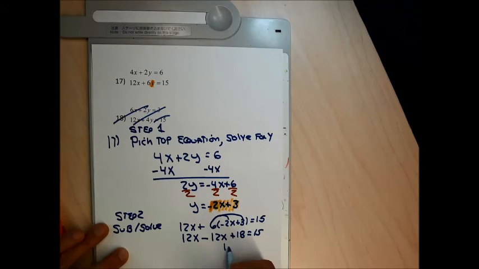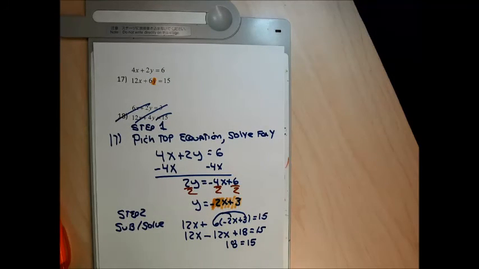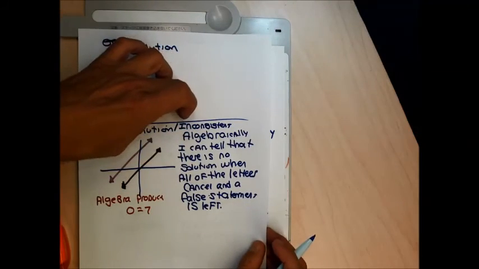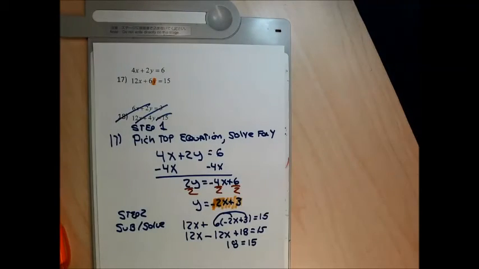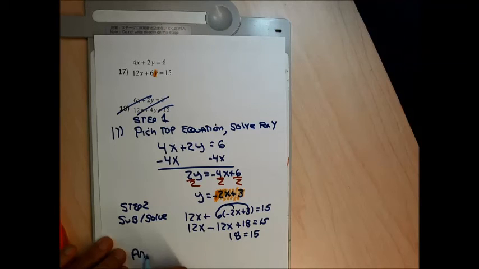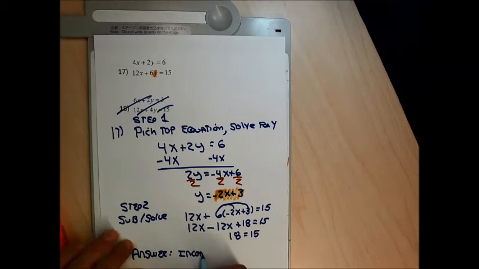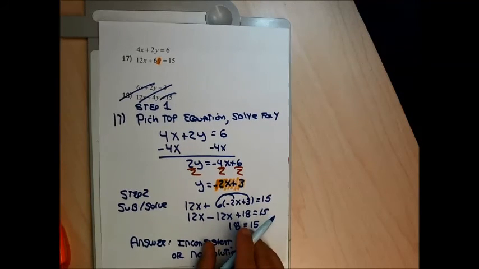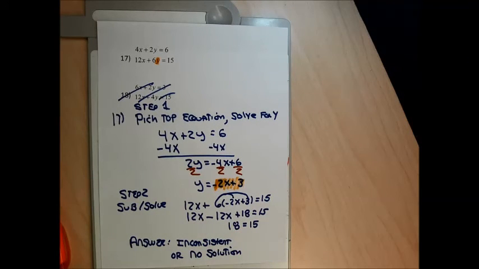On the left side, the 12x's cancel, and this is the best thing. When the letters cancel and you're left with a false statement, it's inconsistent and there's no solution. So for this answer, I'm done with my algebra. And when I go to write, I can write inconsistent if that's what I'm drawn to. Quite honestly, I don't generally write that. Or you can say there's no solution because these lines don't intersect anywhere. I don't often write test questions that have no solutions, but very infrequently it does happen.